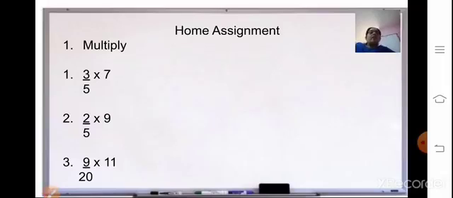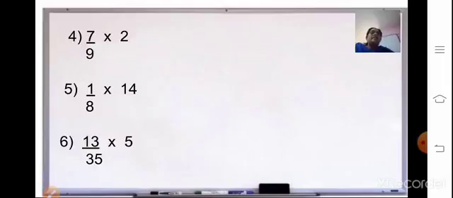First one, 3 upon 5 multiplied by 7. Second one is 2 upon 5 multiplied by 9. 9 upon 20 multiplied by 11. 7 upon 9 multiplied by 2. 1 upon 8 multiplied by 14. And 13 upon 35 multiplied by 5. So just multiply the whole number with the numerator upon the denominator and then write your answer in the lowest term.